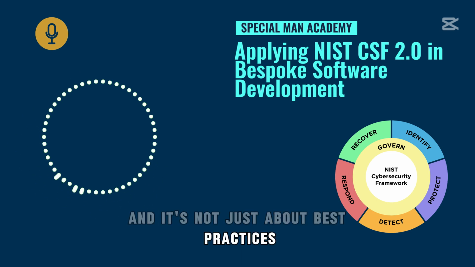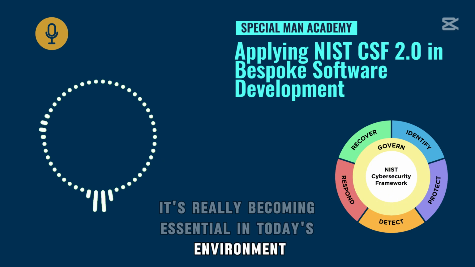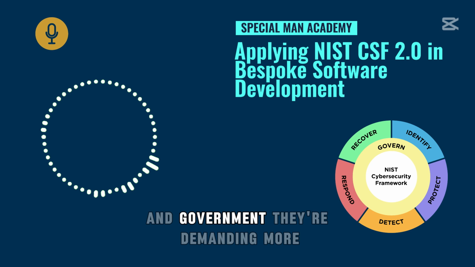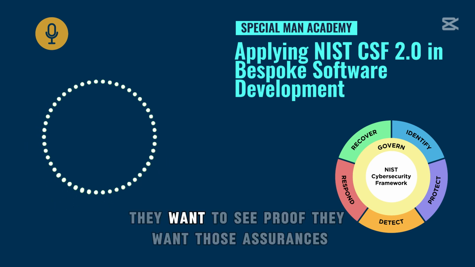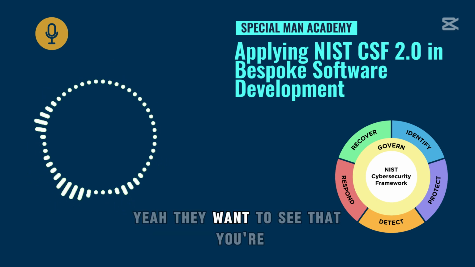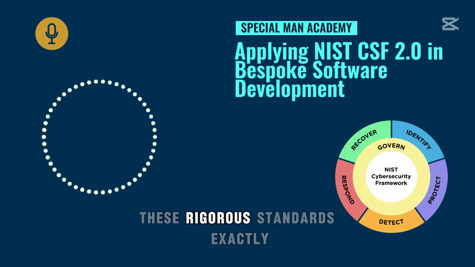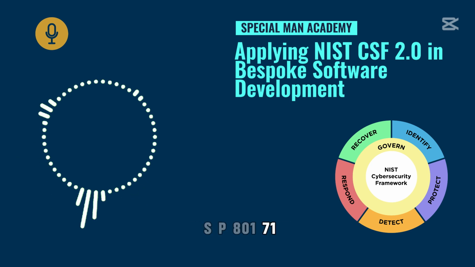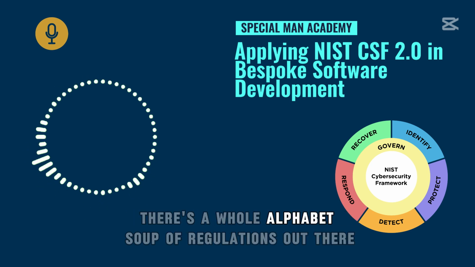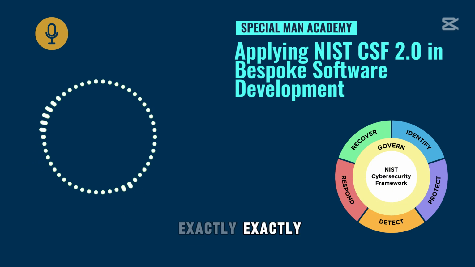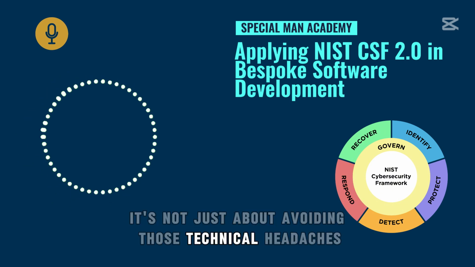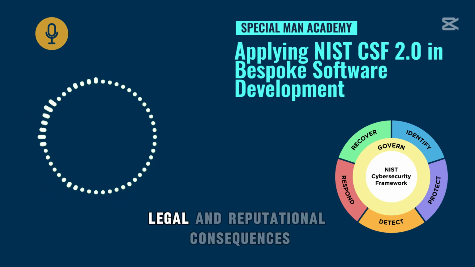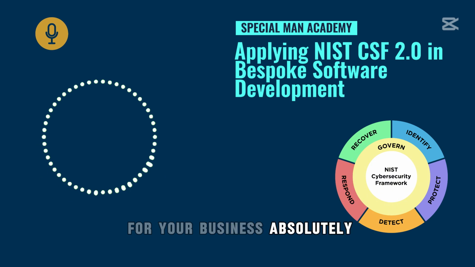And it's not just about best practices. It's really becoming essential in today's environment. Clients, especially in highly regulated industries like finance, healthcare, and government, are demanding more. They want to see proof. They want assurances that you're adhering to these rigorous standards. We're talking PCI DSS, HIPAA, NIST SP 800-171, and that's just the tip of the iceberg. There's a whole alphabet soup of regulations out there. And it's not just about avoiding technical headaches, which are bad enough. Failing to meet these requirements can have serious legal and reputational consequences for your business. It can sink a company.